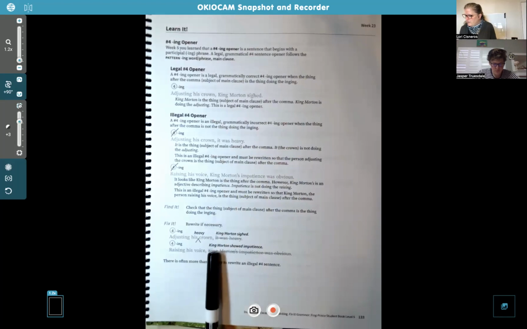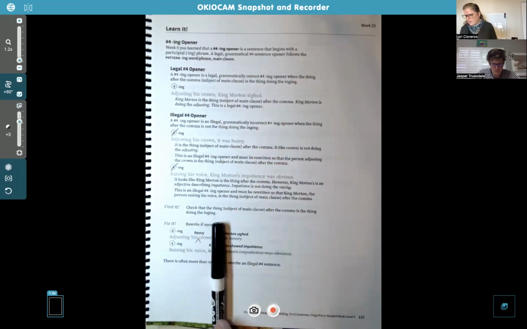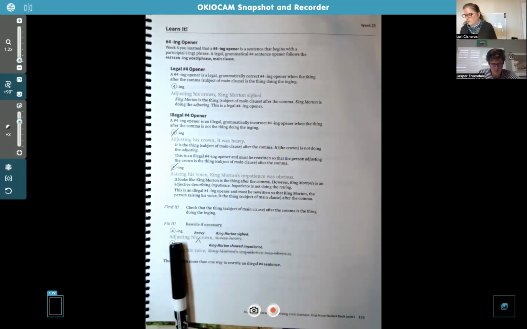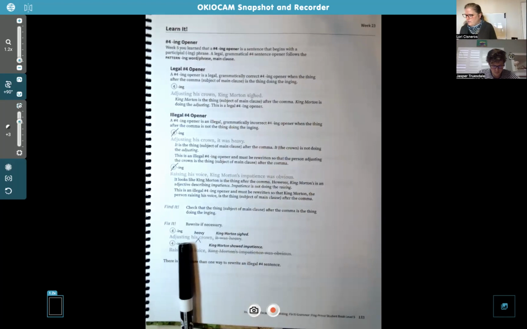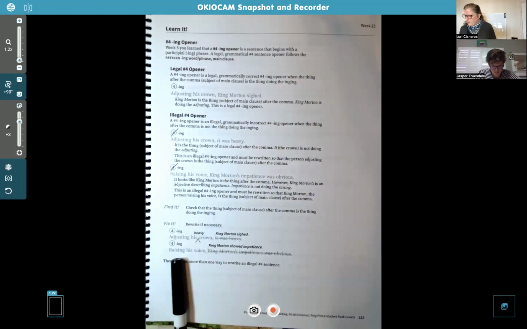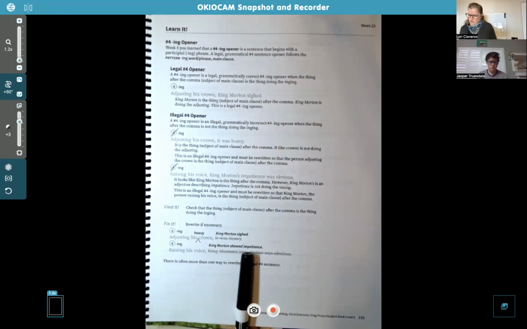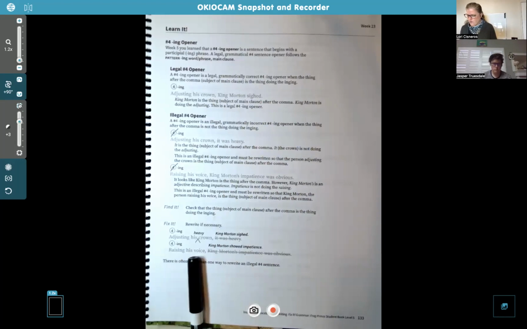Here's where they fix it. It says, check the subject of the main clause after the comma is the thing doing the inging, and then fix it, rewrite it if necessary. So here's the first mistake up here. Adjusting his heavy crown, King Morton sighed. So King Morton is who's doing the inging, which is King Morton is doing the adjusting. And here, raising his voice, King Morton showed impatience. And there again, King Morton is doing the inging, which is raising his voice.